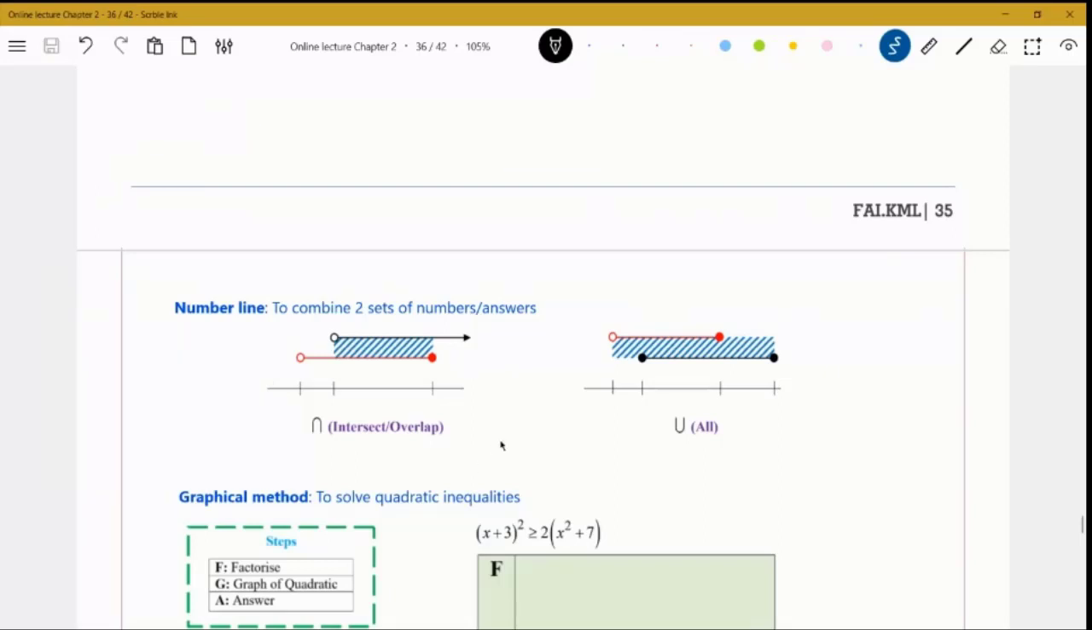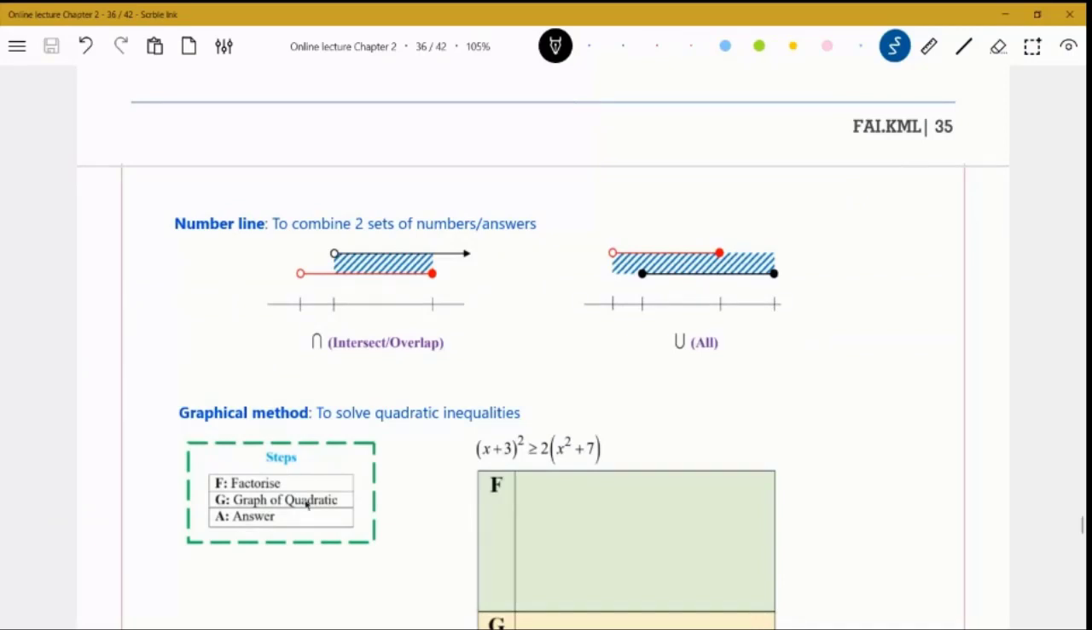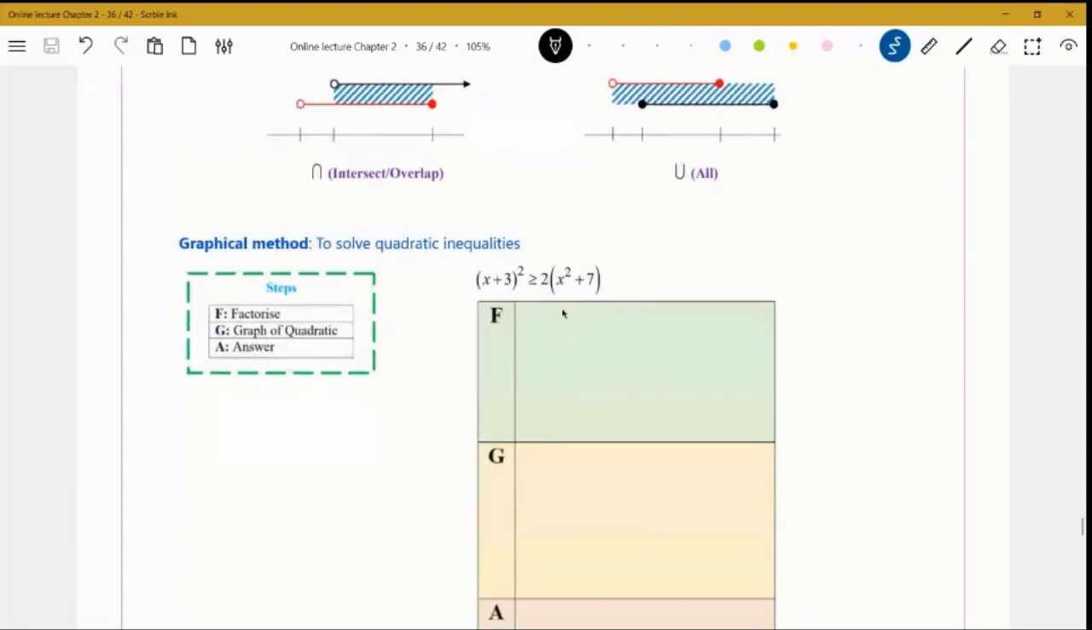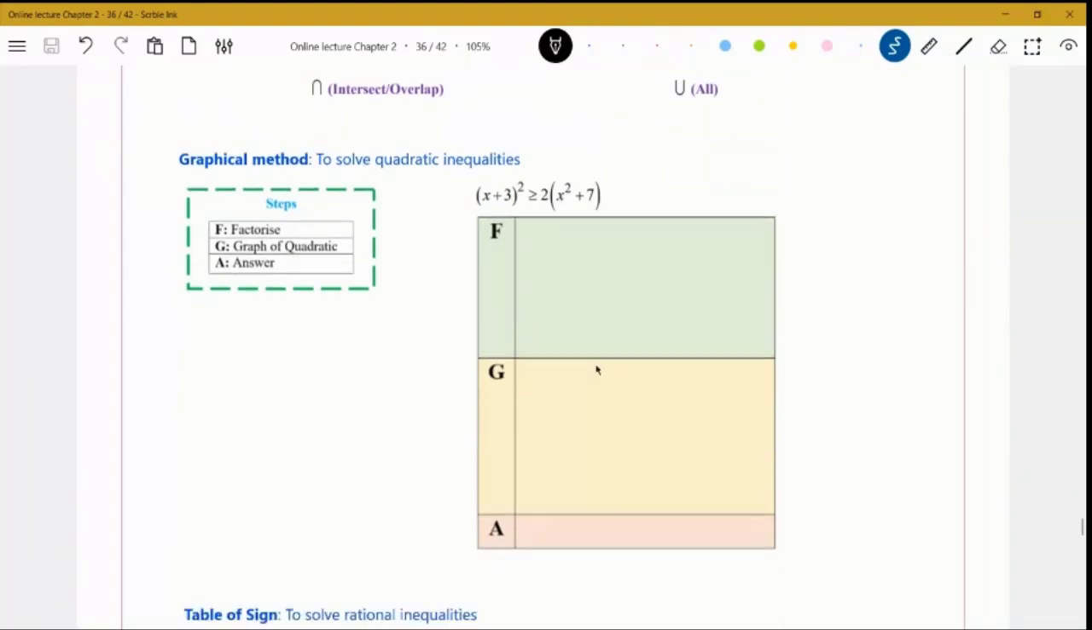Okay, and then the next one adalah graphical method, which is saya stickkan untuk solve quadratic inequalities. Okay, so graphical we have three steps: factorize, graph and answer. Okay, let's say I have this example. X plus 3 square greater than equal to x square plus 7. So first thing first, you have to factorize. So simplify sampai kita jumpa factorize ataupun two factors. So kita akan kembangkan dulu. Sebelah kanan adalah 2x square plus 14.